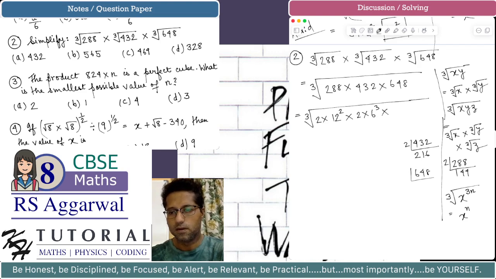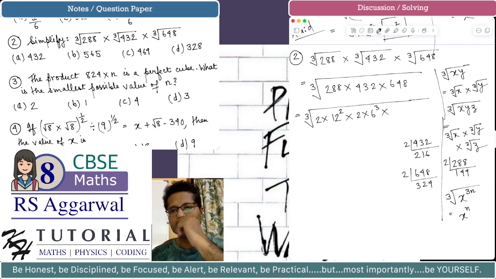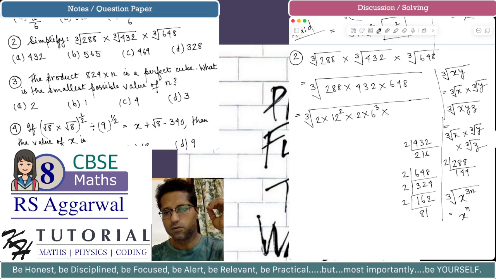648. Let's divide by 2. 324. Let's see, divide again by 2. 162, and then again 2, 81. So this is 2 cube. 648 is 2 cube multiplied by 81.